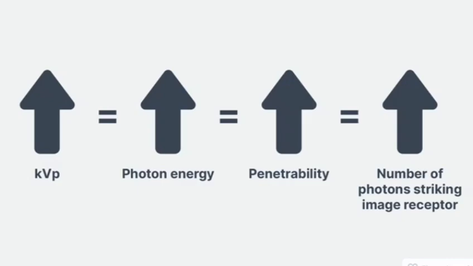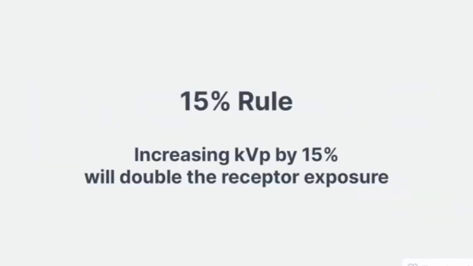Because of the compound effect of kVp, the relationship between kVp and receptor exposure is more complex. It generally follows the 15% rule, which says increasing kVp by 15% will double the receptor exposure.